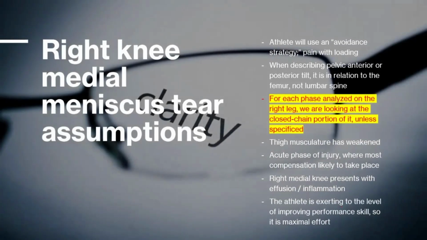Some assumptions we have identified are listed here. As mentioned, we assume an athlete with a medial meniscus tear will use an avoidance strategy to avoid load on the medial knee, and so will place more load through the lateral hip and knee. We have also decided to analyze all four phases of movement at the portion where the right foot is connected to the ground and thus closed chained. We assume that thigh muscles are weak and that this athlete is in the acute phase of injury where compensations are the most extreme. To add to this, we assume the athlete has a right medial knee swelling and inflammation. Lastly, large compensations are taking place because this athlete is trying to increase performance of a skill and so is going 100% no matter the cost.